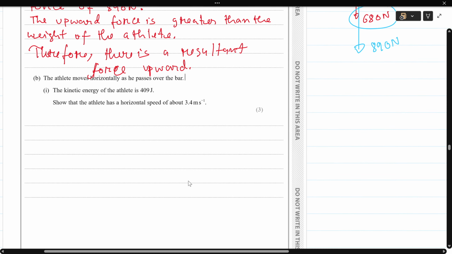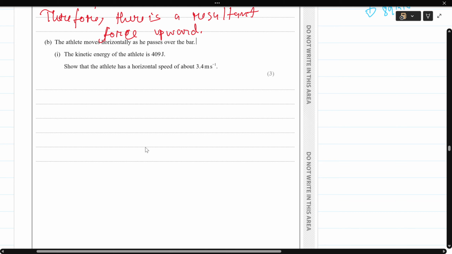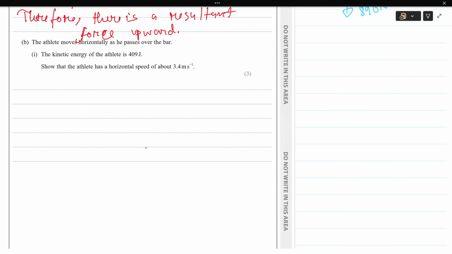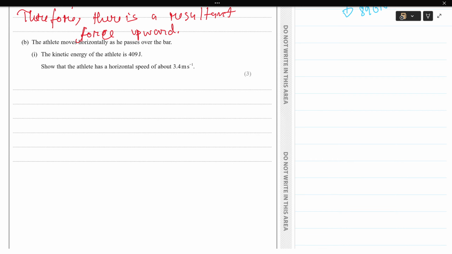Moving on to question number B1. The athlete moves horizontally as he passes over the bar. The kinetic energy of the athlete is 409 joules. Show that the athlete has a horizontal speed of 3.4 meters per second.